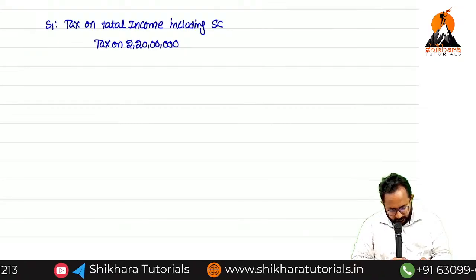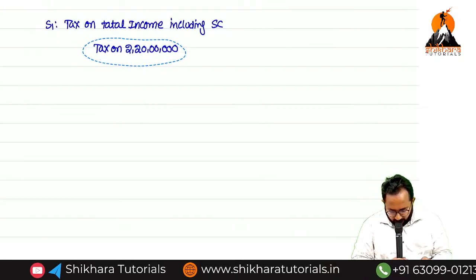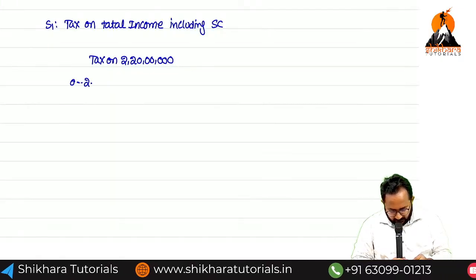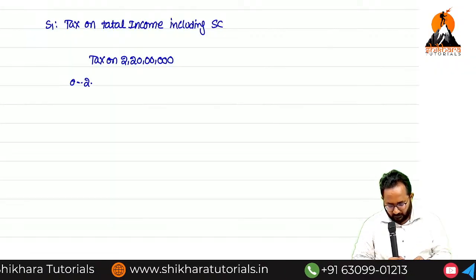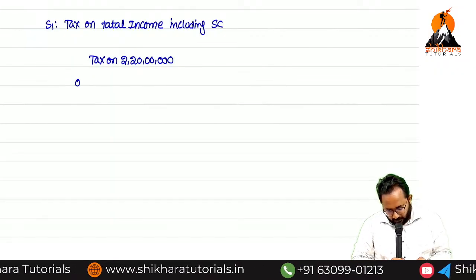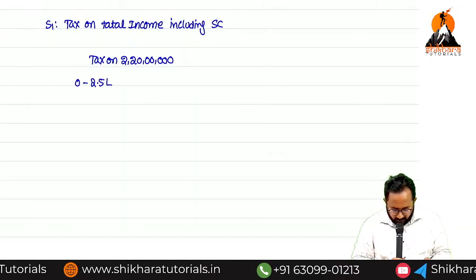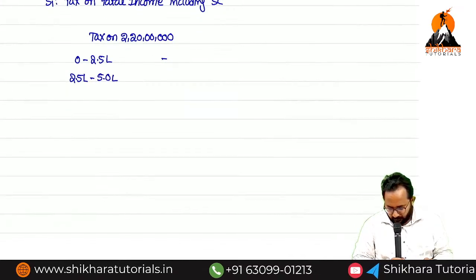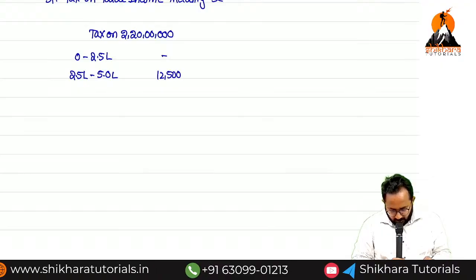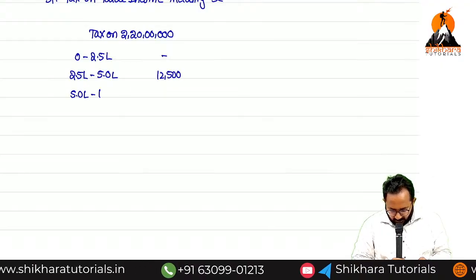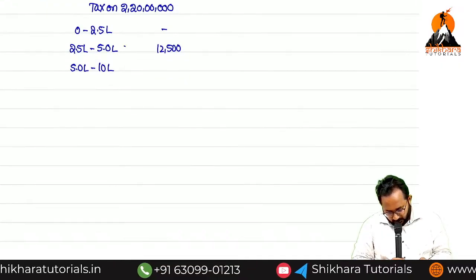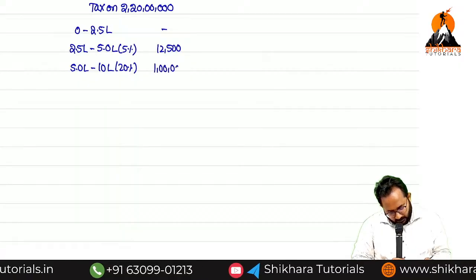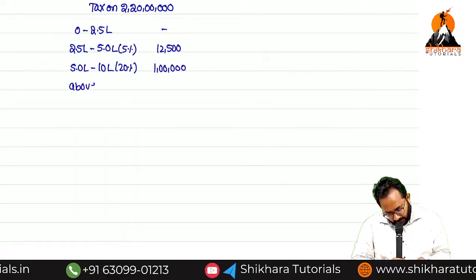So 0 to 2,50,000. How much? Nil. This is the basic exemption limit. 0 to 2.5 lakh, nil. 2.5 lakh to 5 lakh, how much? 12,500. Next, 5 lakh to 10 lakh, how much? This is 5%. This is 20%. How much? 1 lakh. Yes, above 10 lakh. Calculate and tell me.